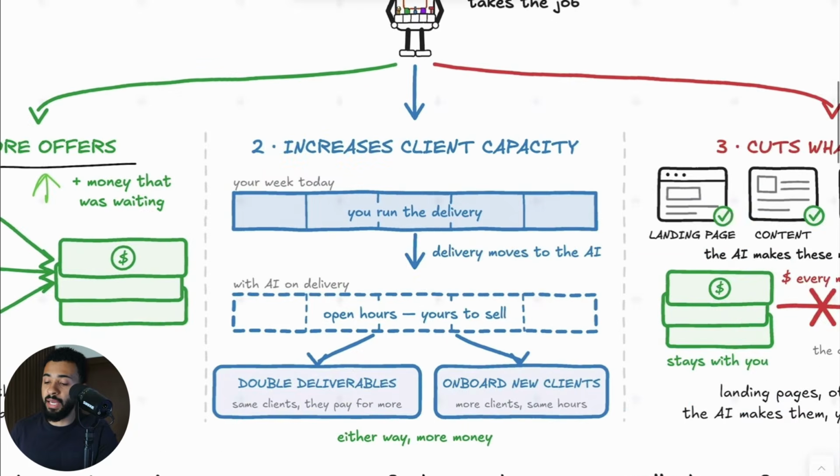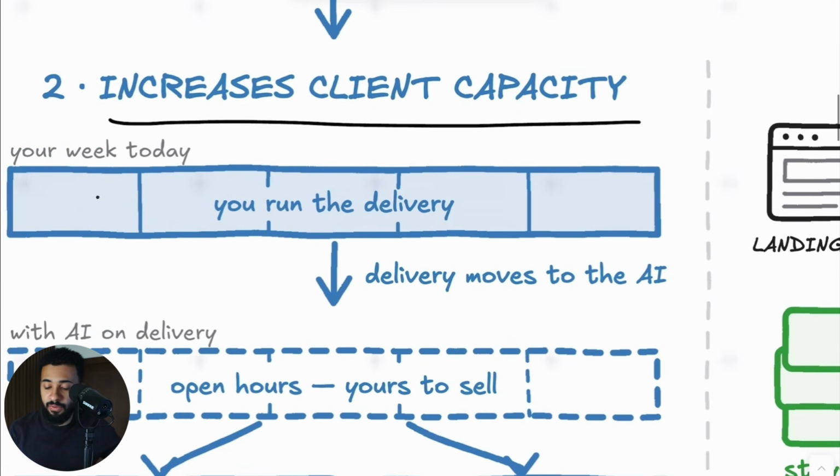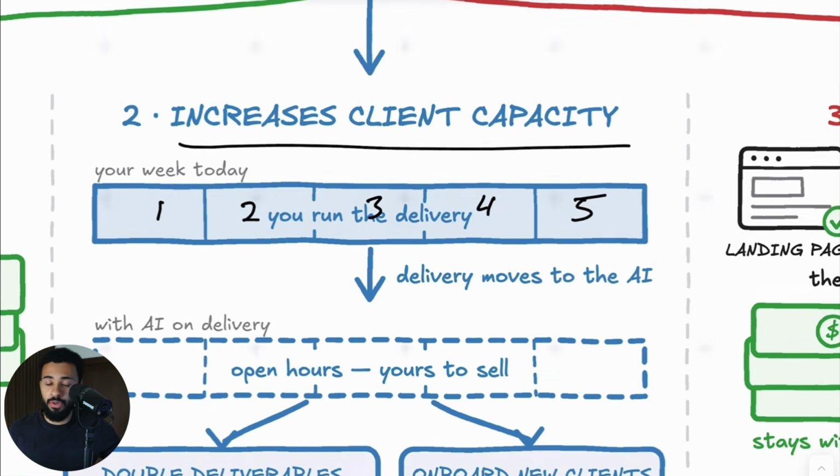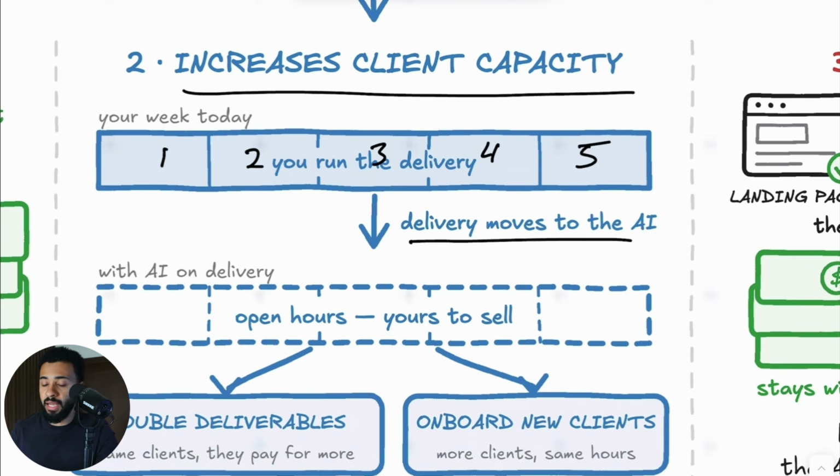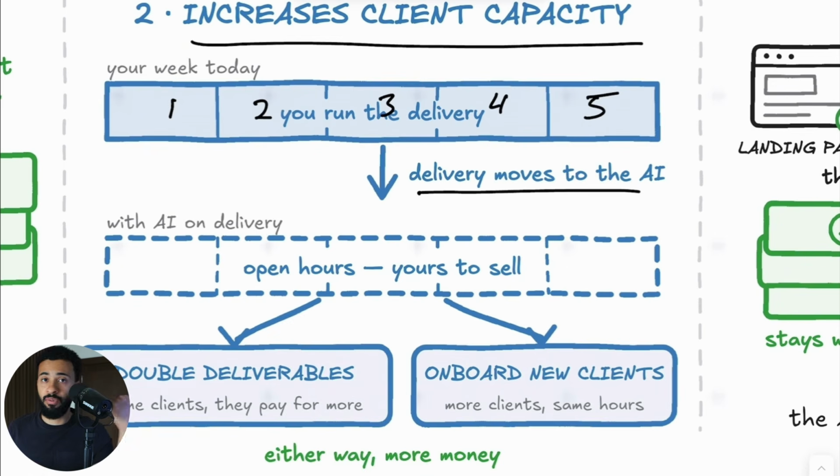Now, the second way AI can help you make more money is it increases your client capacity. That means you might be spending, let's say, 5 days of the week, 1, 2, 3, 4, 5, to deliver for your clients. Now, what happens if you can get AI to do the delivery for you? Now you open up all this extra client capacity, or this time that you could use to double the deliverables that you serve for clients.